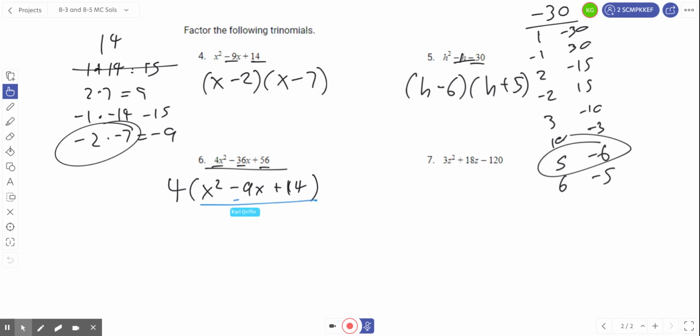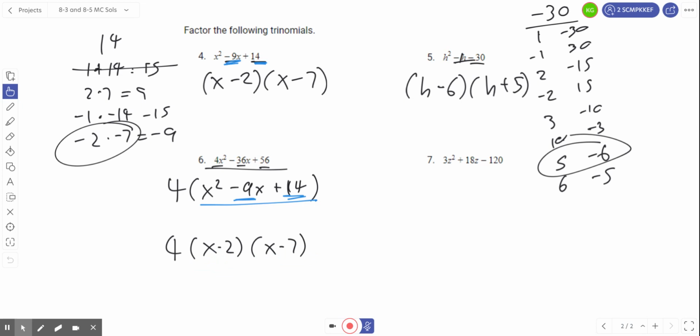Whoa, look at that. It happens to be the same as number 4. How wonderful. So I know right away that this is going to be 4 times x minus 2 times x minus 7.